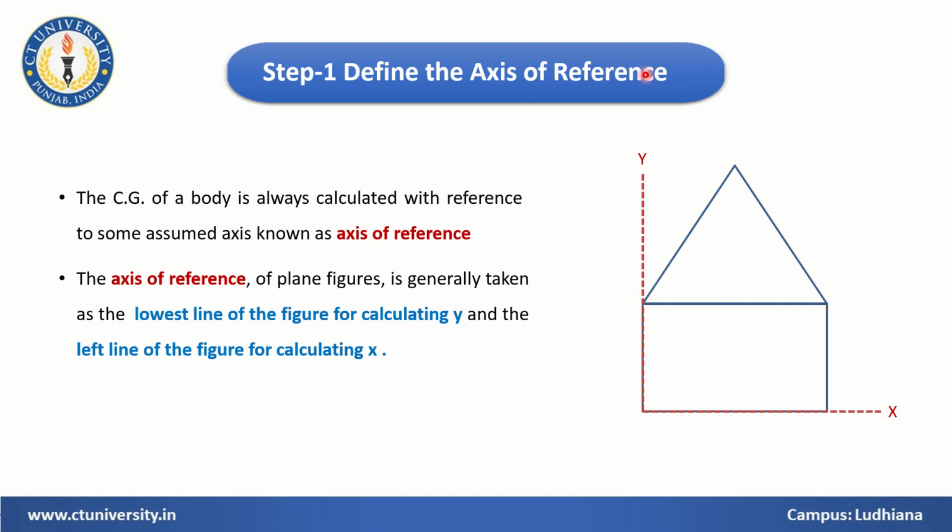So this is the first and a very important step, because we need to specify the distance from one single point only, right? So all the distances shall be measured from these two axes only. The y distance will be calculated from this axis, and all the distances in the x direction will be calculated from this axis, right? So the extreme left point and the lowest point of the figure will be the two axes of reference, right?